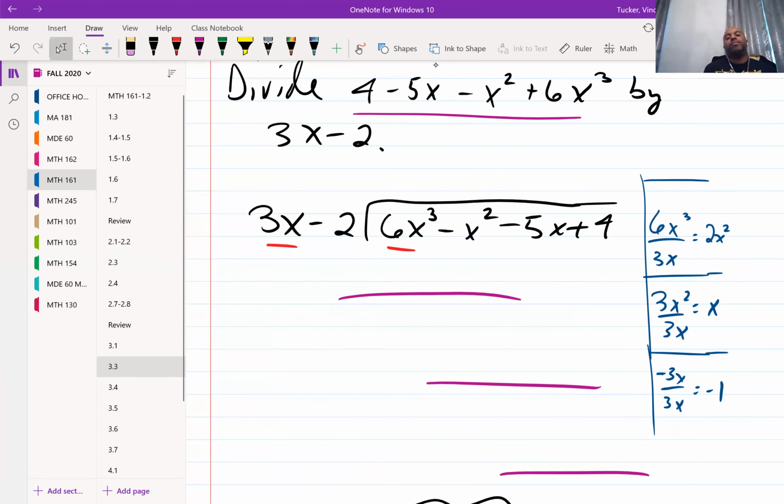All right, so I arranged my dividend in descending order, with the divisor on the outside. So the dividend is 6x cubed minus x squared minus 5x plus 4. Once again, we're comparing first terms in each. So what times 3x will give me 6x cubed? And we see over here it is 2x squared.